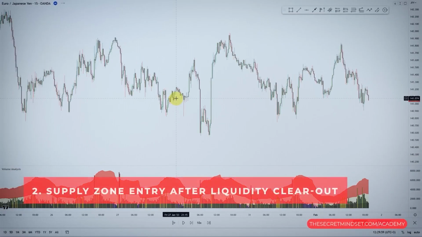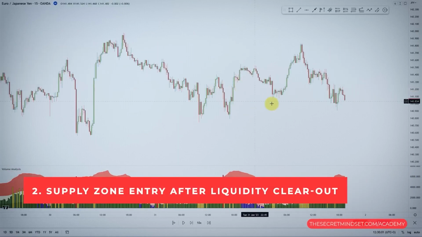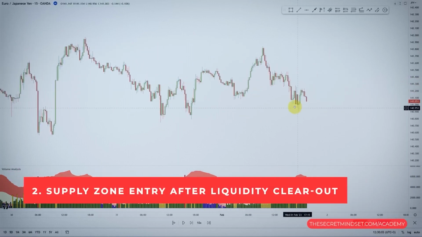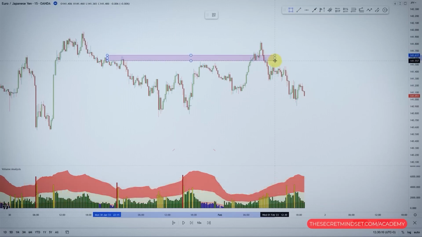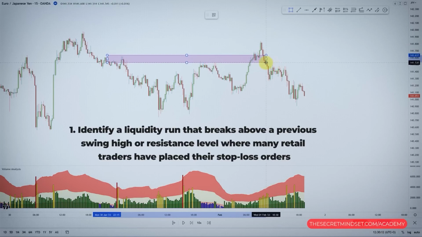Another strategy to align your positions with the ones of smart money is to trade supply zones after a liquidity clearout or after you find another market trap. First, identify a liquidity run or a market trap that breaks above a previous swing high or a resistance level where many retail traders have placed their stop-loss orders.